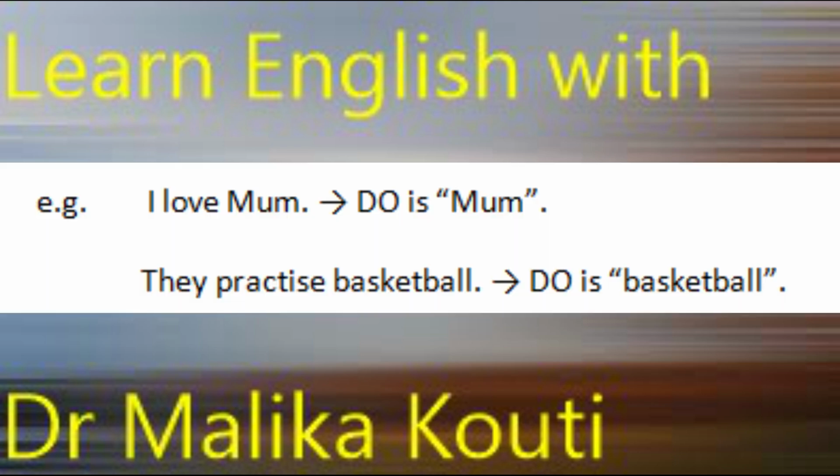Example, I love Mum. I is the subject. Love is the verb. Mum is the direct object. So we say that love is a transitive verb. Another example, they practice basketball. They is the subject, practice is the verb, basketball is the direct object. So practice is a transitive verb.